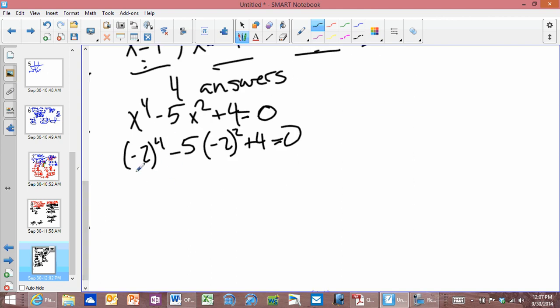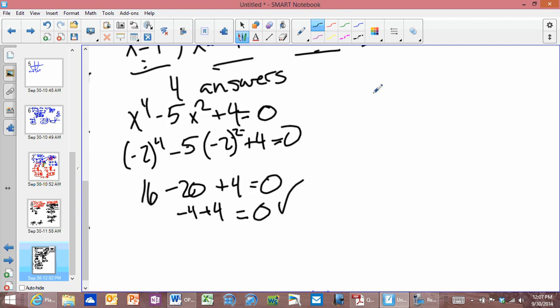So I have -2 to the fourth. 2 times 2 times 2 times 2 is 16, and I had 4 of them, so it was positive 16. Then I have -2 squared, which is 4. 4 times 5 is 20. That's minus 20, because I have this 1 here and 2 negative signs here. So that's negative. Plus 4 equals 0. We're checking to see if it equals 0. 16 minus 20 is -4, plus 4 is equal to 0. So that's how you would check your answers there.